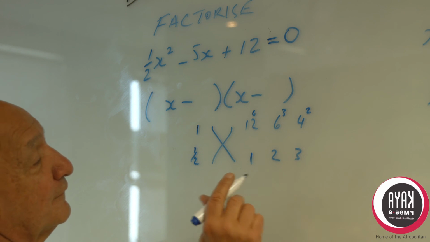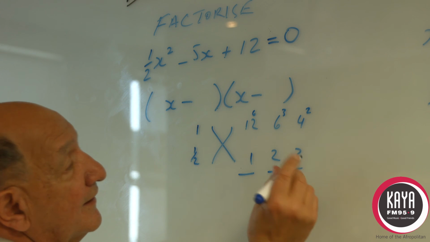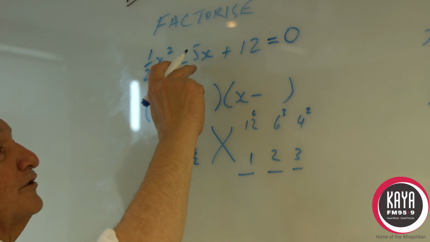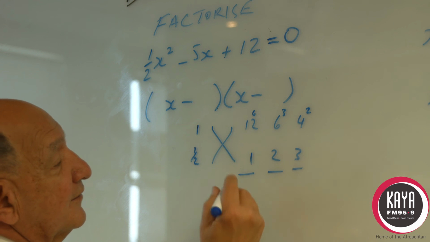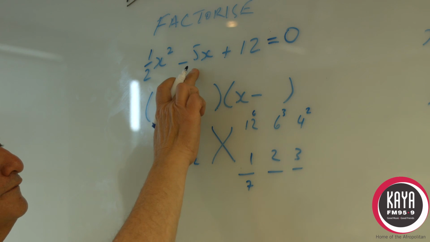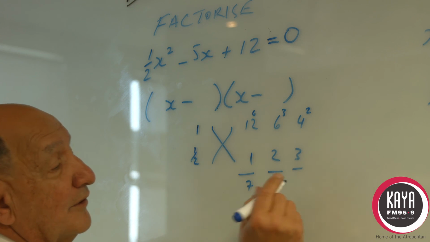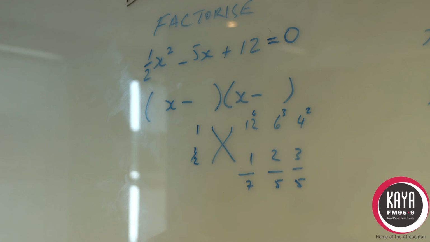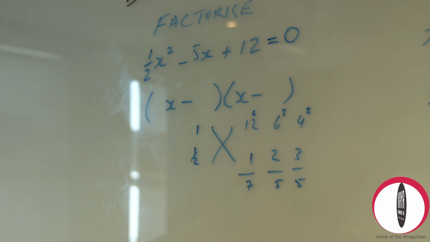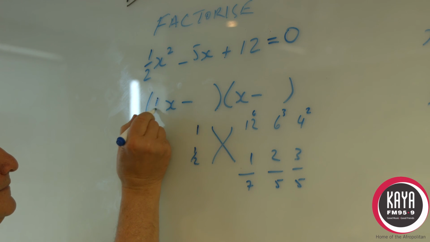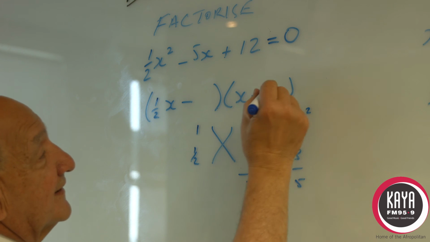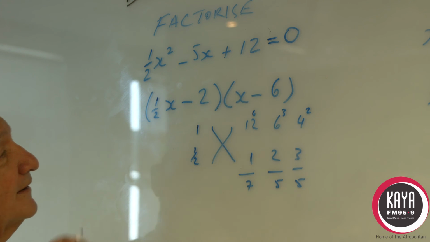Then, if we add the factors to find the coefficient of x, 6 and 1 is 7. That won't do. We're looking for 5. 3 and 2 is 5. And 2 and 3 is 5. So in this particular example, we can use 6 and 2 and multiply by half, or 4 and 3 and multiply by a half. So we are going to put a half here, and we're going to put a 6 here, and a 2 there.